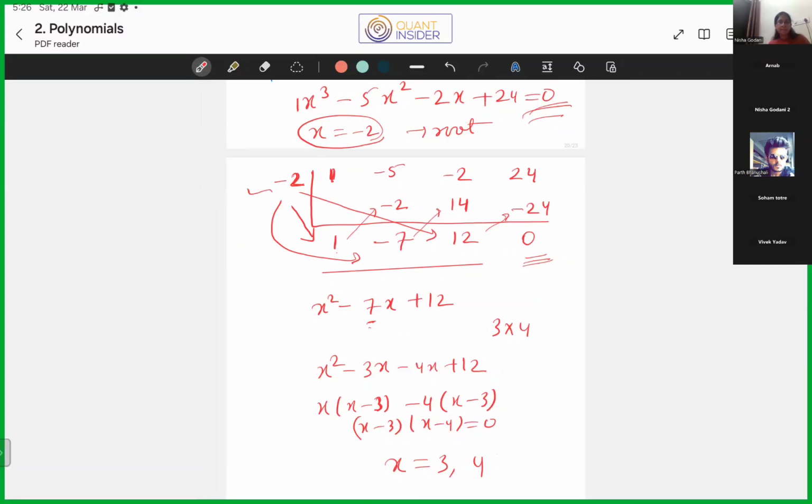Is it okay? Are you getting the synthetic division method? The next question will be done by you. Are you ready to find the roots of the cubic equation by using the same method? Are you ready? I'm going to give you one question.